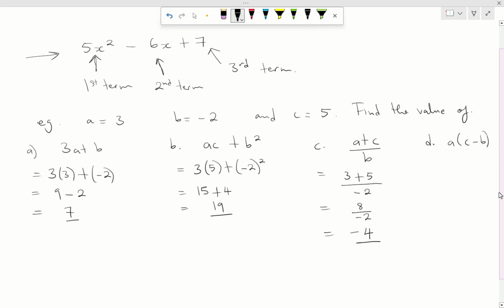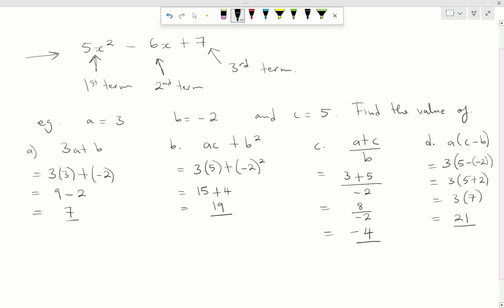And then for d, we have a, our a is 3, we have a bracket, c is 5, and we have minus, b is minus 2. So negative and negative gives us a positive. So that becomes 3 times the bracket 5 plus 2, and that becomes 3 times 7, and 3 times 7 gives us 21. So that becomes our answer for part d.